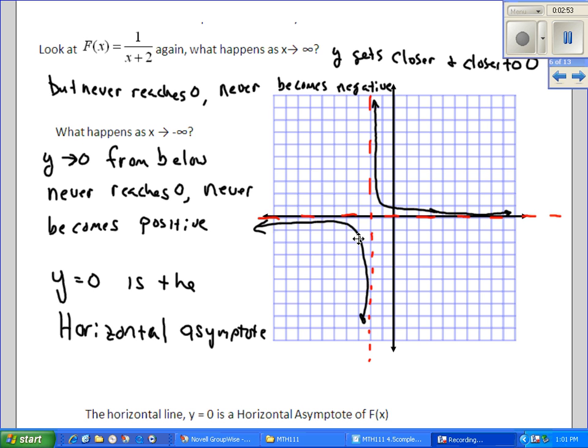And then as I traced the graph and let x approach values close to negative infinity, like negative 10, negative 100, y approached 0 from below. It never reached 0 and never became positive. And so the line y equals 0 is what we call the horizontal asymptote of the graph, also known as the x-axis.